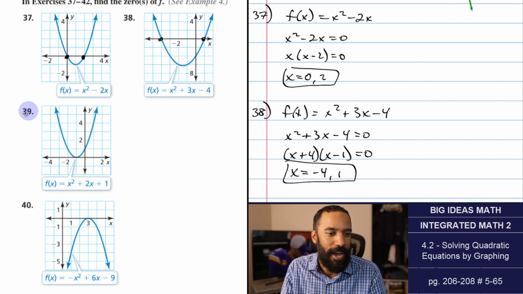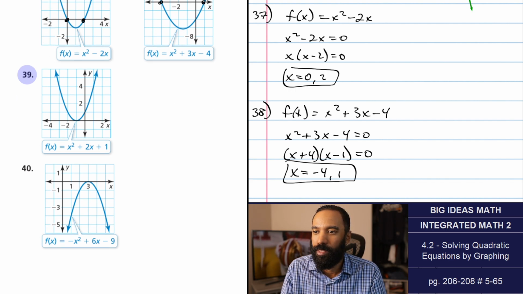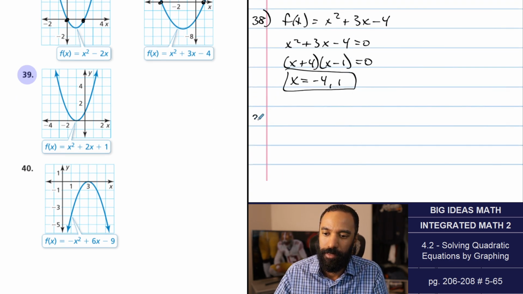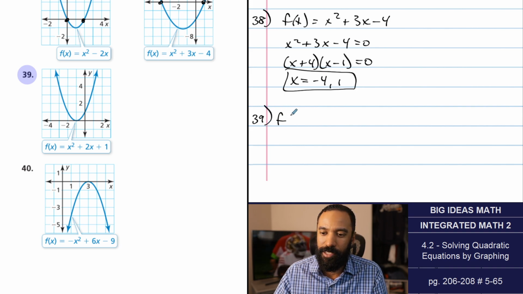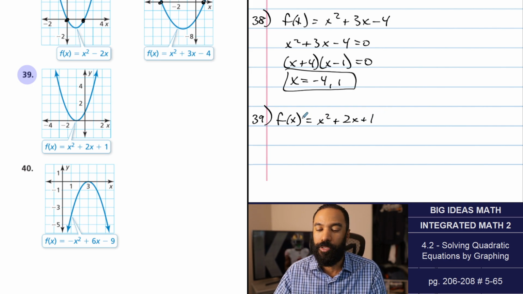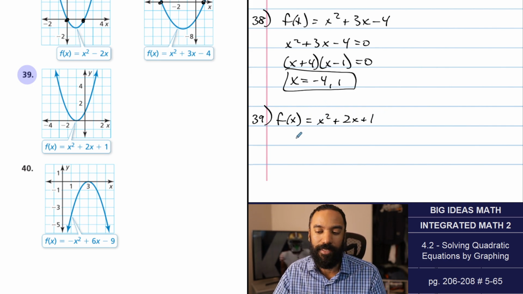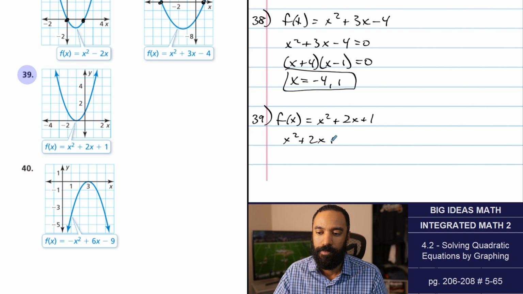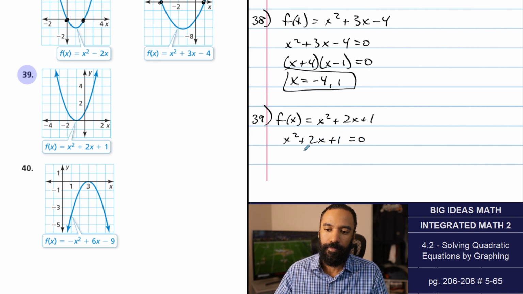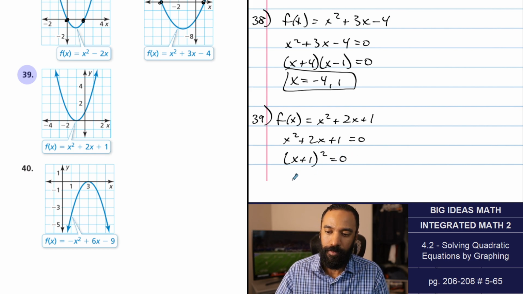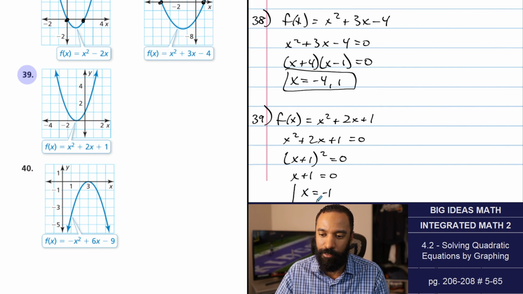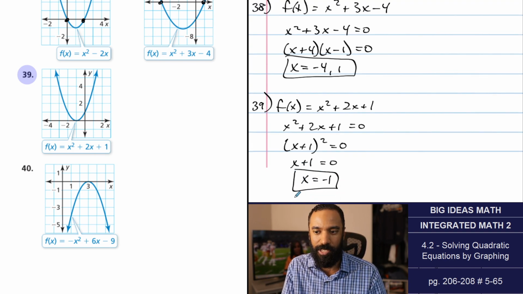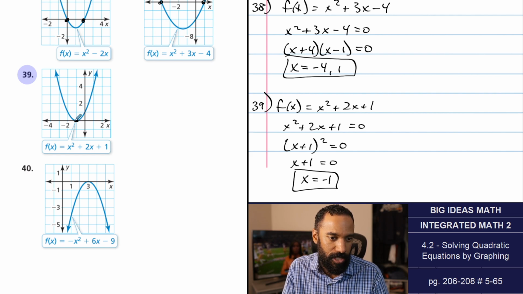All right, number 39. F of x equals x squared plus 2x plus 1. You can see it's crossing at x equals negative 1. Let's see if we can get that same thing out. This is a perfect square trinomial of x plus 1 quantity squared. Therefore, if x plus 1 equals 0, that inside guy, x would equal negative 1. It's the only solution that exists, and that's why there's only one solution, it just hits there only.